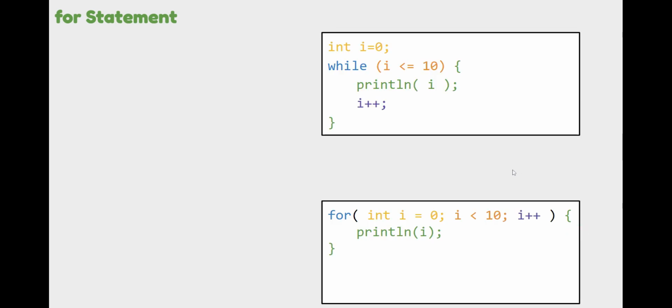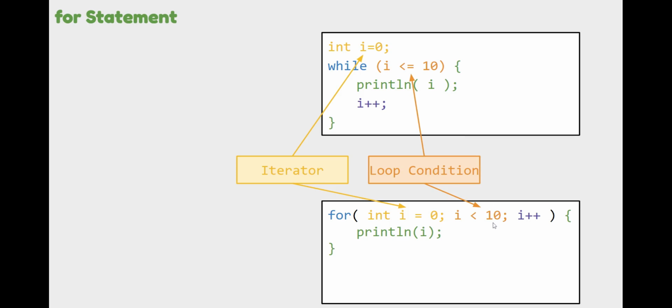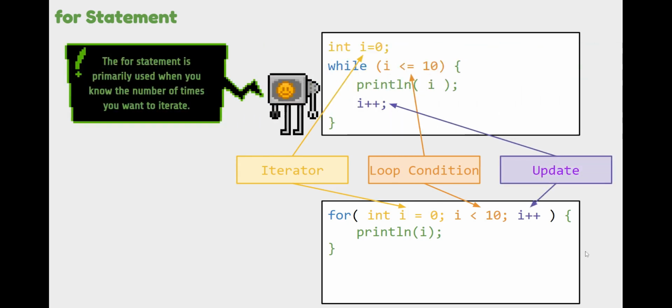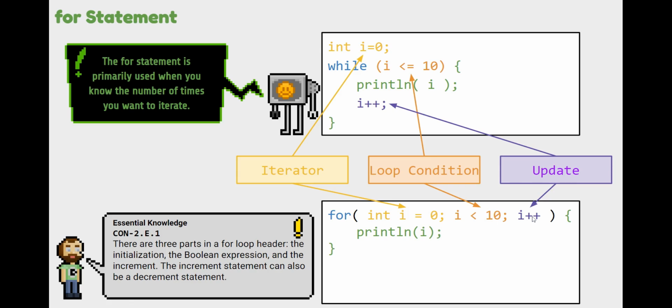So on the top, we have an example of using a while loop as a counter, and on the bottom, we have our example of using the for loop as a counter. You'll notice that outside the while loop, we have our iterator. That's also the first part in our for statement. After the while, we have our looping condition. That's also in the for statement. And then inside the algorithm of the while, the last line in there, we have our update statement, which is also in our for statement.